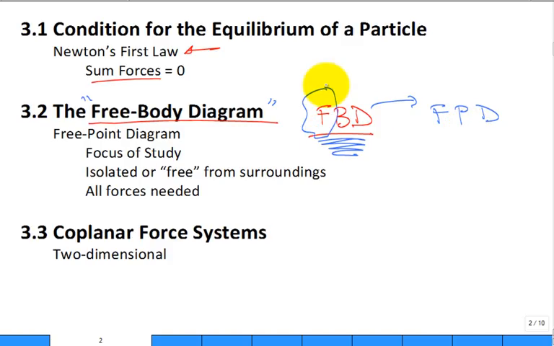You isolate or cut it from the surroundings. And it's very clear what the focus of the study is. What am I analyzing? It's not this plus a lot of other stuff. It's only this, and everything else is in the surroundings. So we need to really concentrate and be clear in our sketches and illustrations and our free body diagrams. What are we analyzing and applying the sum of the forces equal to 0 to? All forces need to be included.